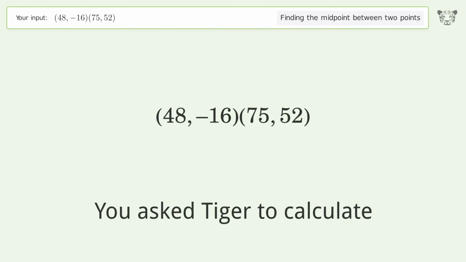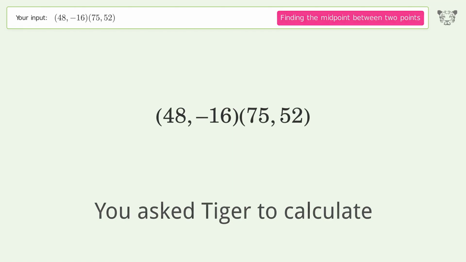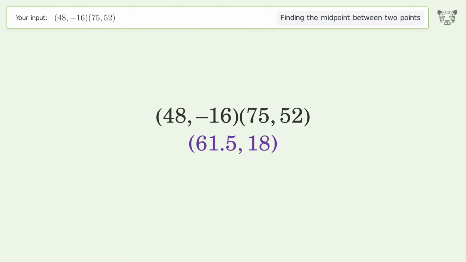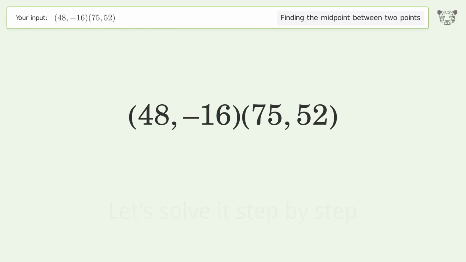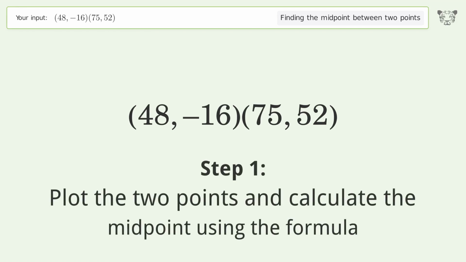You ask Tiger to calculate. This deals with finding the midpoint between 2 points. The midpoint between the 2 points is (61.5, 18). Let's solve it step by step. Plot the 2 points and calculate the midpoint using the formula.